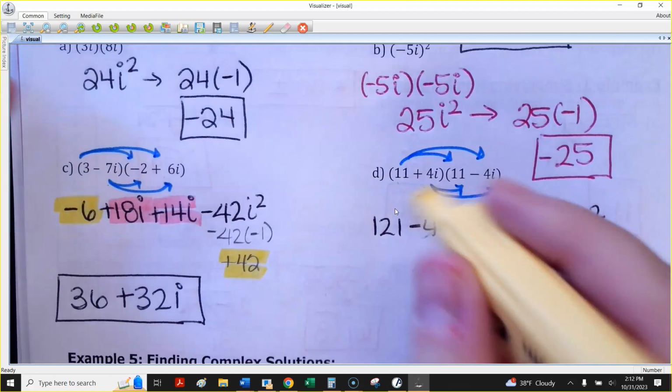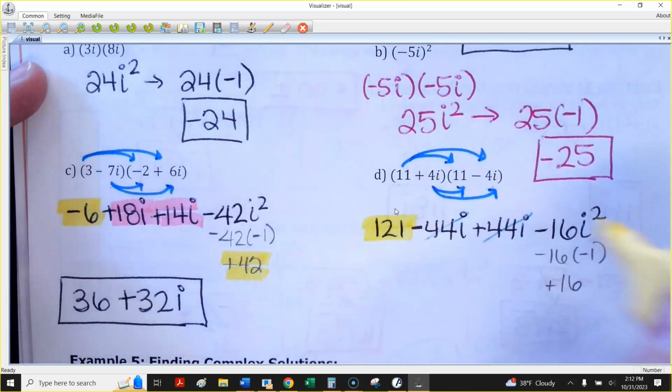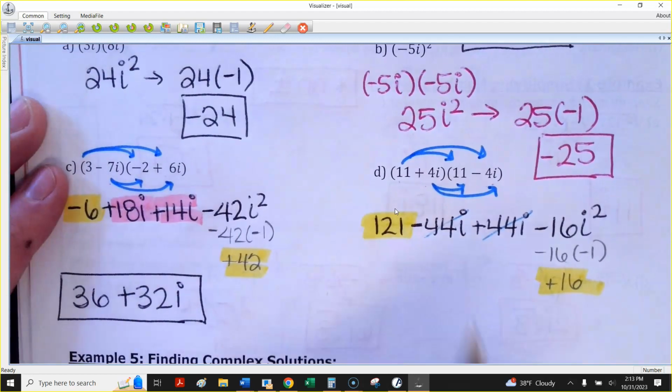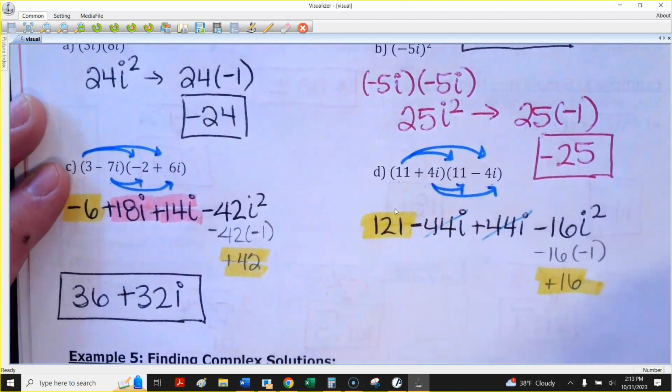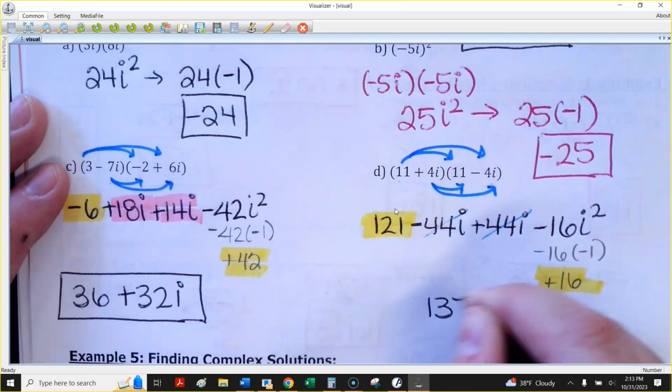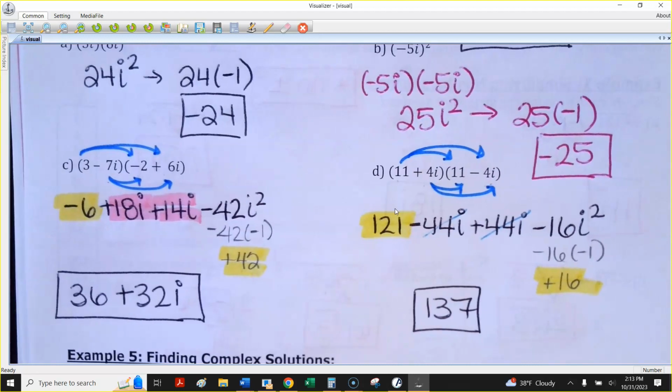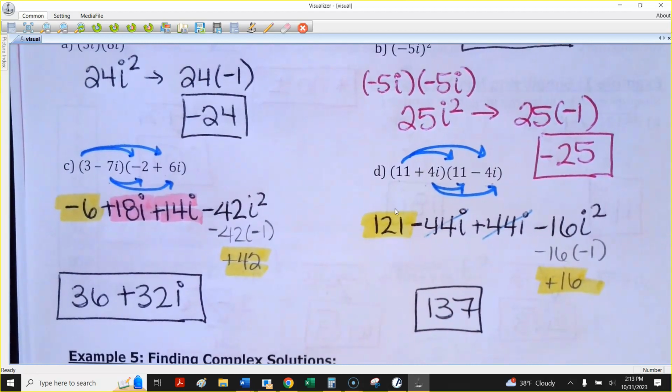All right, now, my real parts here. All right, we're almost done. Okay, my real parts. I got 121 and 16, so I'm just going to add those together. The answer to this question is just a plain number. It's 137. The imaginary parts all canceled out on that question, so that can happen.